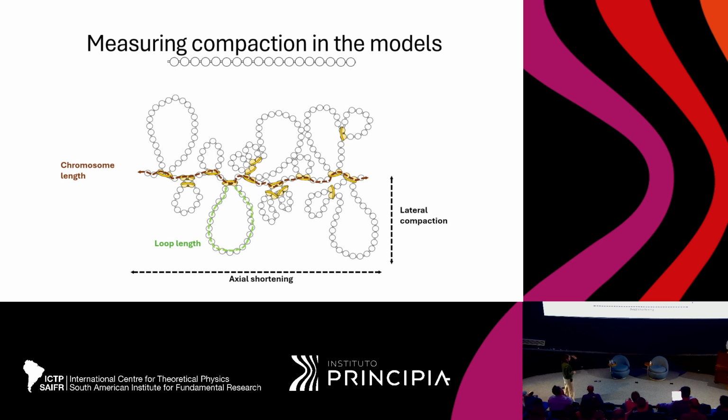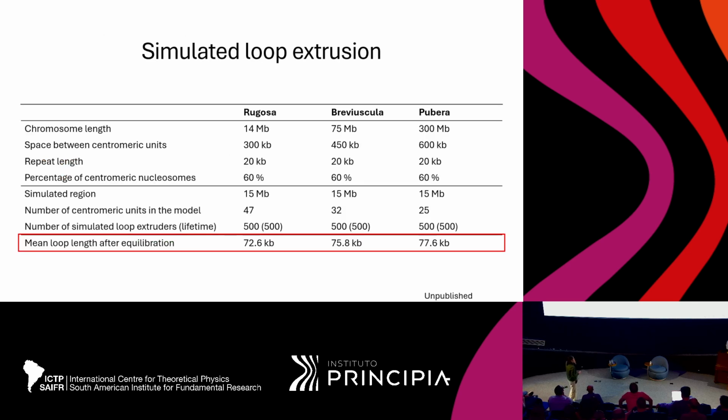So only doing this 1D simulation of the loop extrusion, we could calculate the mean loop length after equilibration, I say here, but maybe it's better to say steady state. So I simulated three different cases, rugosa, brevuscal, and pulbra, of the same genus Rhynchospora. What I did was use the same chromosome size, but with a different number of centromeric units because the spacing between them is different. So the idea was just to simulate this, and we could see that they actually have different loop sizes from the 1D simulation.